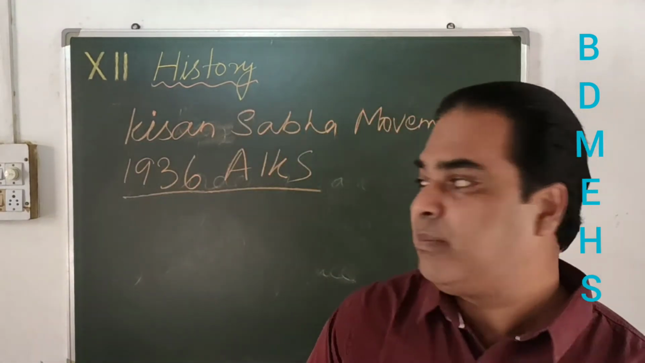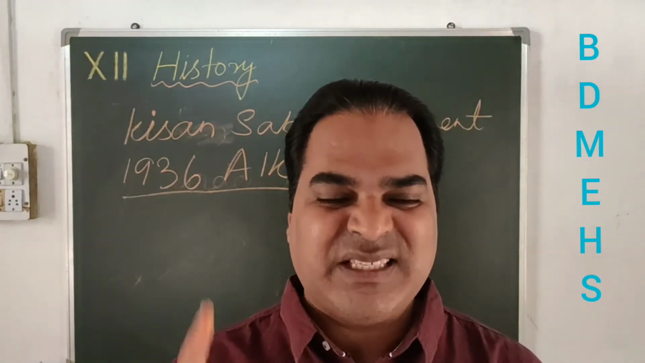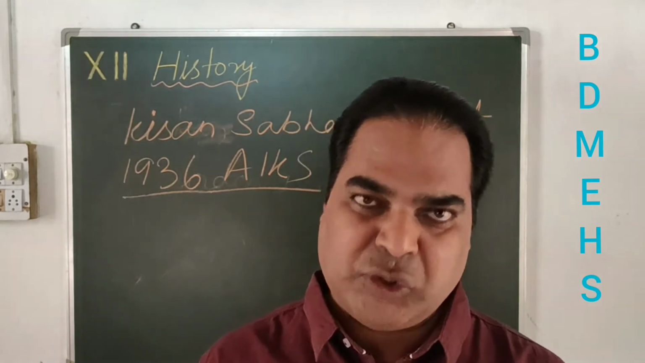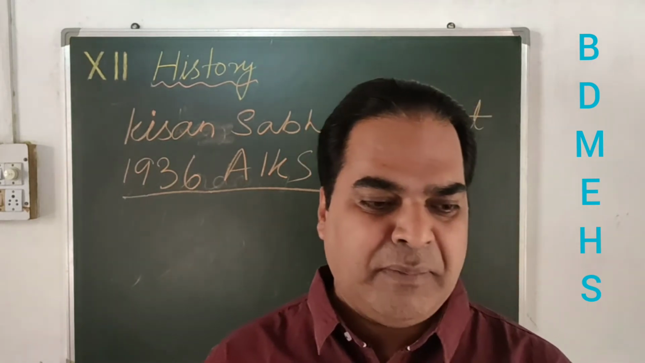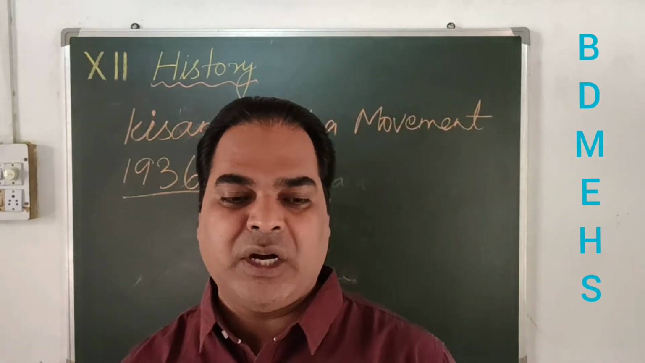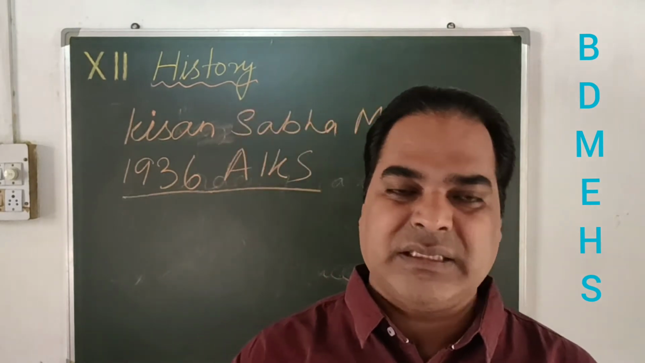Some of the important members of All India KISAN SABHA were, number 1, Swami Sajjanand Saraswati. Number 2, N.G. Ranga, Narendra Dev, Indulal Yagnik, and Bankim Mukherjee. They were the important members of the KISAN SABHA.